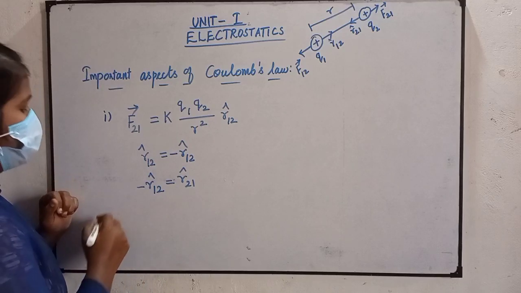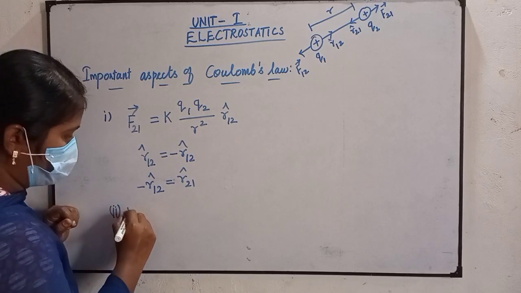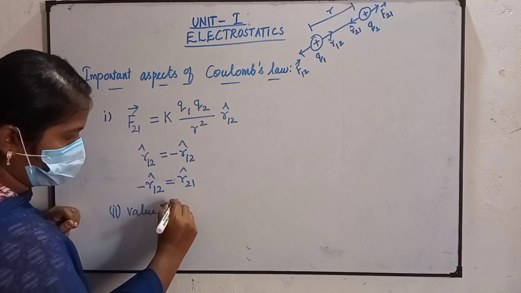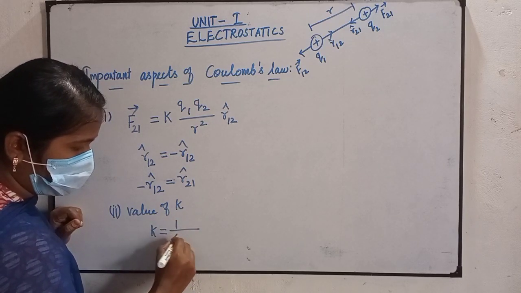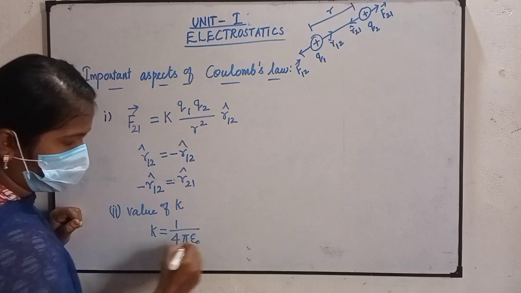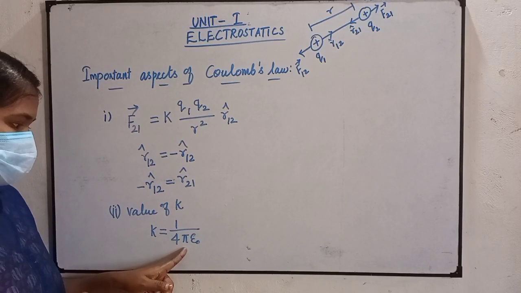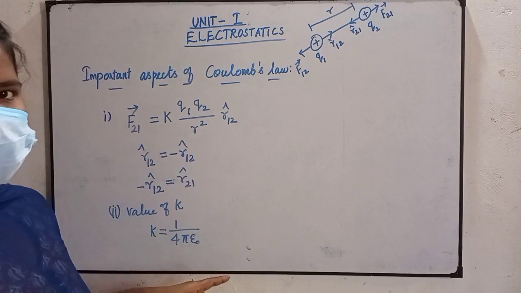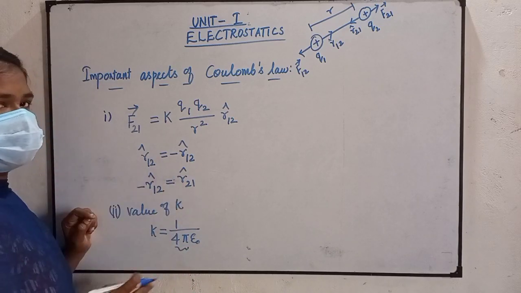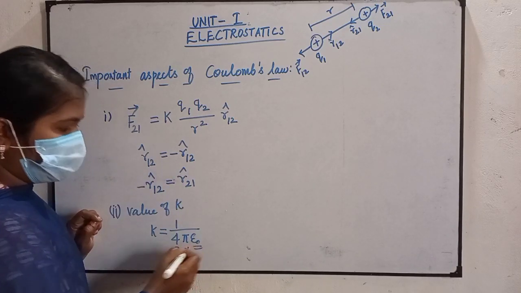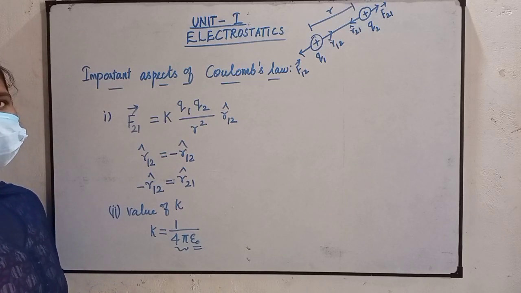The second important aspect of Coulomb's law is the value of K. The value of K is equal to 1 divided by 4 pi epsilon naught. The 4 pi indicates that the charges are of a spherical nature, and this epsilon naught is related to the medium.